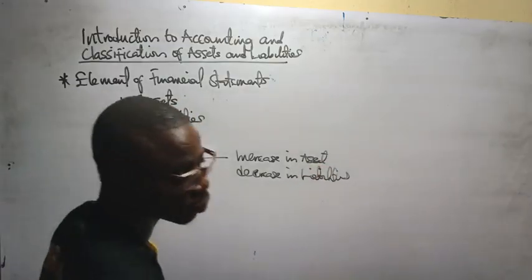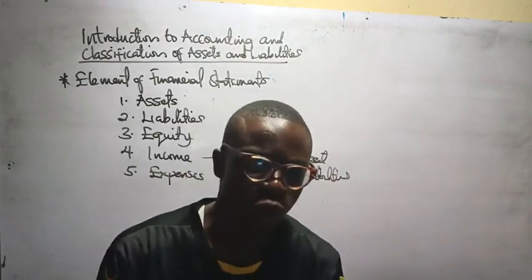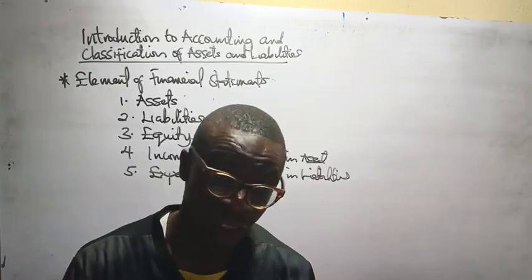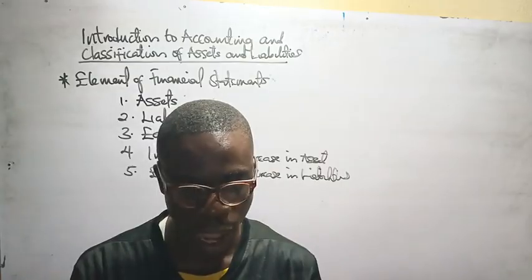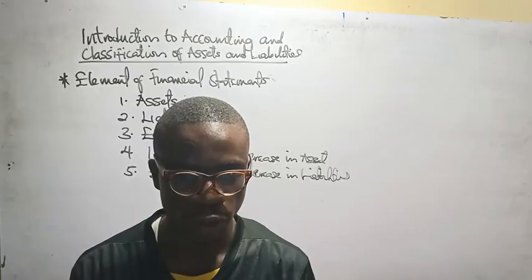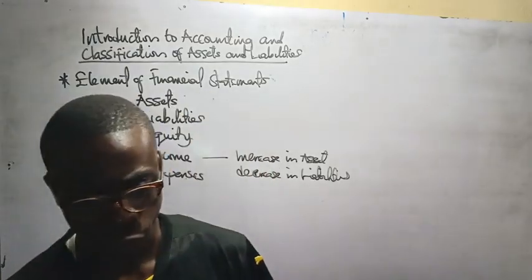So let me explain what we mean by that. What we mean by an increase in assets: let's say you bought something for 5 naira and it increased to 7 naira. That means it has increased by how much? 2 naira. That 2 naira is an income to you.